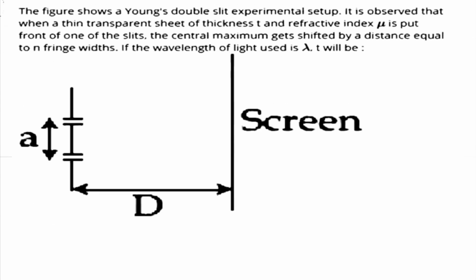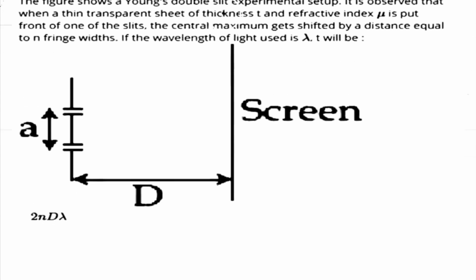So let's understand the situation. Now we are given the YDSE setup. It is observed that when the thin transparent sheet of thickness T and refractive index mu is put in front of one of the slits, the central maxima is getting shifted a distance, this thing is important, equal to n fringe width, right? Now what is the value of one fringe width?